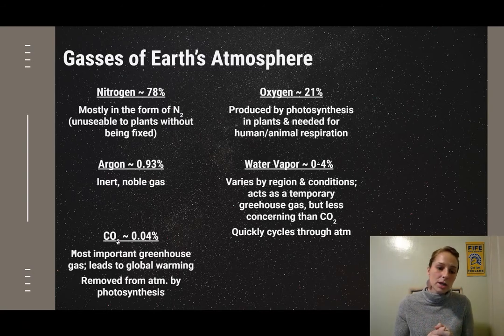So the next portion is going to be argon, which is about 0.93% of our atmosphere. And this is going to be an inert, noble gas. And then next up is water vapor, which can actually have quite a variety in how much we have, anywhere from 0 to 4%. And this is going to vary just because of the different regions and conditions.